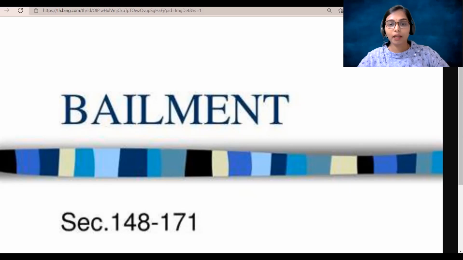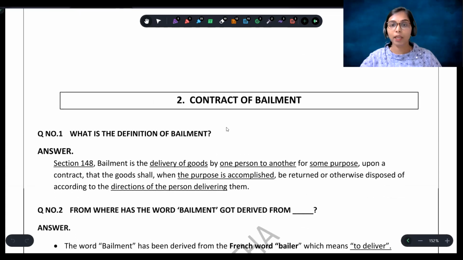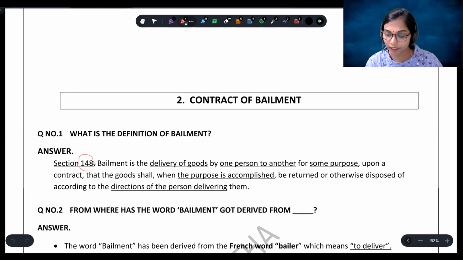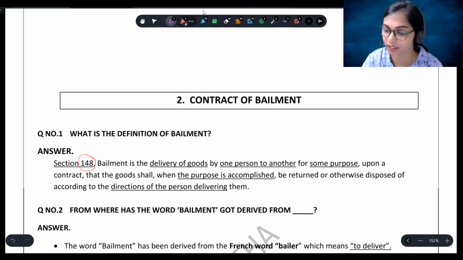Now, going ahead, we are in the contract of bailment. What is a contract of bailment? It is discussed in section 148. Section 148 is saying that there is a bailment. Now we have to understand what bailment is. I'll tell you what bailment is with an example. First we'll understand an example.